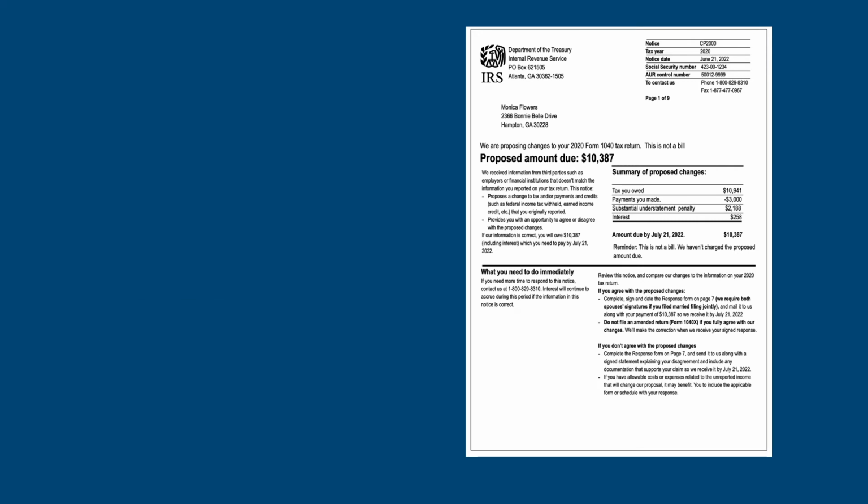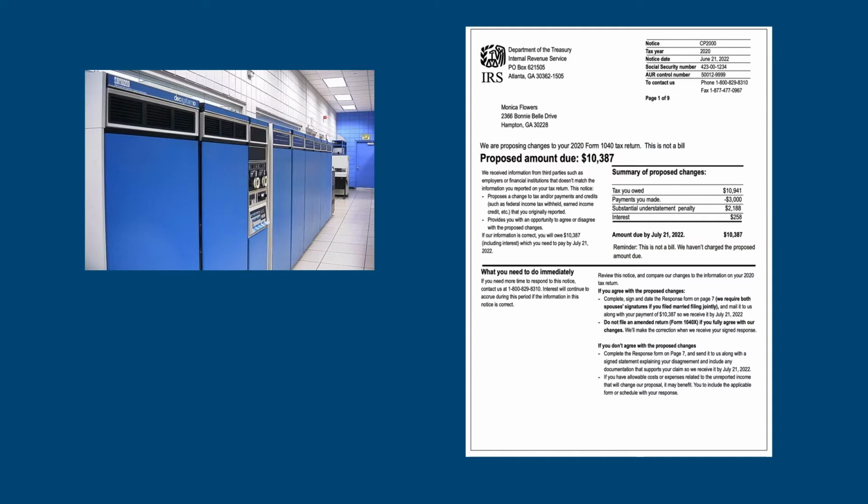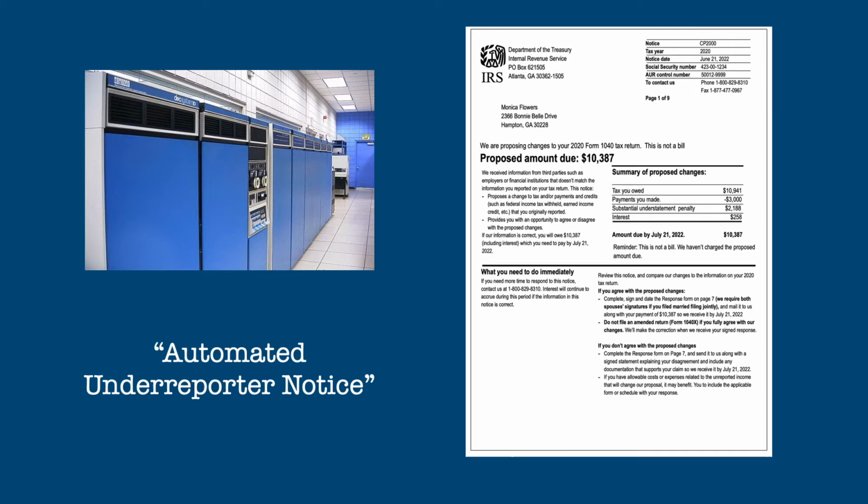There are 2 important things to note here. 1. This notice is a proposal of additional tax. The additional tax has not yet been assessed, and this is not a bill. Second, this is a computer-generated notice. A real human being has not looked at her return. The IRS also refers to a CP2000 notice as an automated underreporter notice.